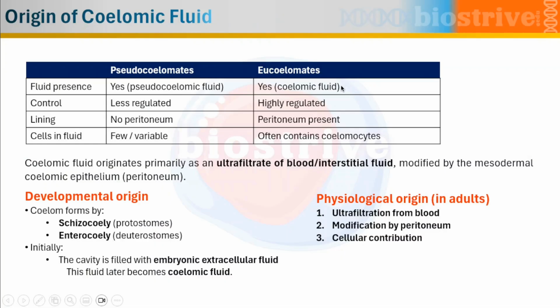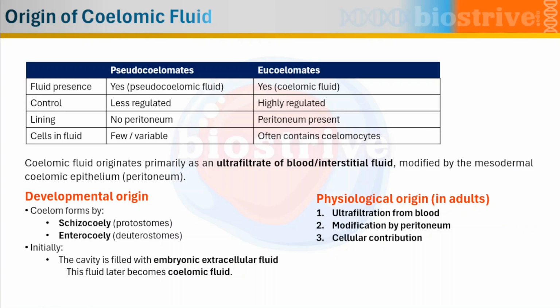Now let's talk about this fluid which is filled inside the coelom, or even in the case of pseudocoelom, the fluid which is filled is what we call pseudocoelomic fluid. So fluid presence is in both cases, pseudocoelomates as well as eucoelomates, and control is more regulated in the case of eucoelomates. There is specific peritoneum lining, and mesenteries are also present in the case of eucoelomates. Coelomic fluid originates from the process of ultrafiltration of blood or interstitial fluid, and after this ultrafiltration process, it is modified by the mesodermal coelomic epithelium, which originates from the peritoneum itself.